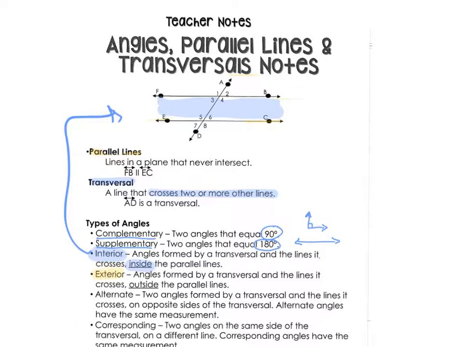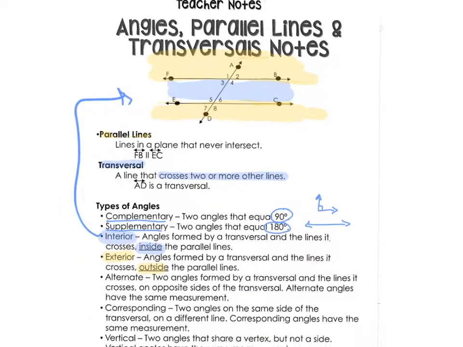Exterior, angles formed by a transversal and the lines it crosses, outside the parallel lines. Like I just did, that's your bread. So exterior angles would be 1, 2, 7, and 8.